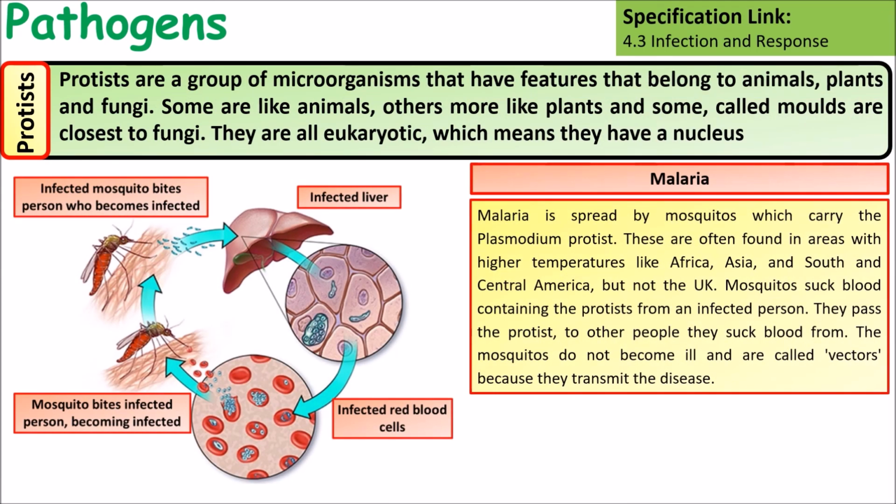The main protist that you need to know about is malaria. So malaria is spread by mosquitoes. So it starts off with an infected mosquito that sucks a person's blood and infects them with the malaria. That malaria moves towards the liver cells where it matures. That then goes and infects red blood cells. Those infected red blood cells will then be sucked up by another mosquito and the whole process would start again.